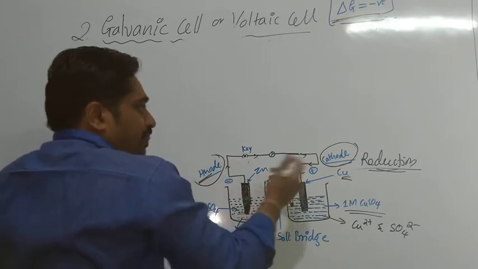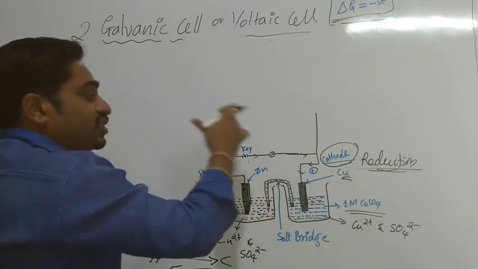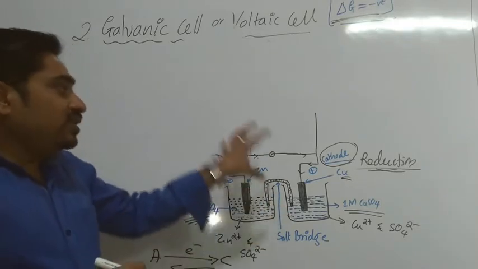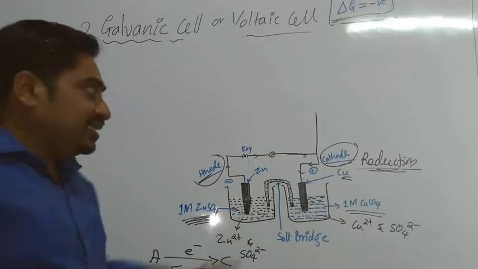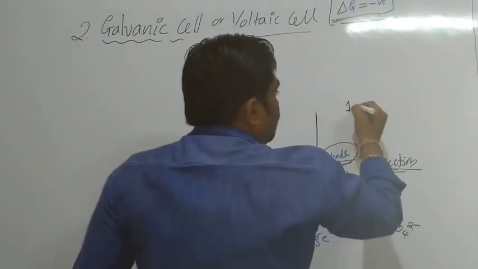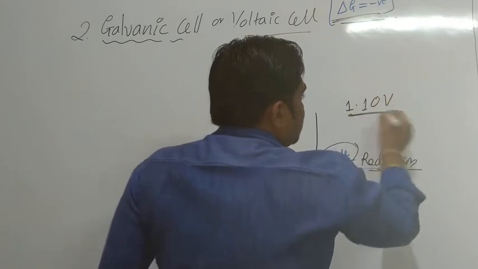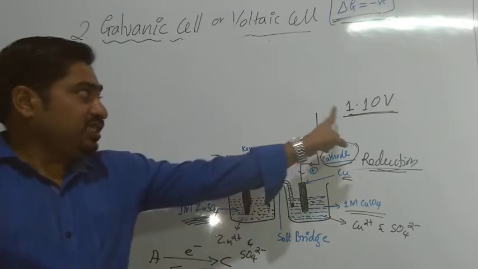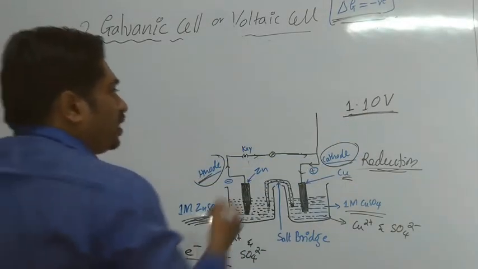To this I will add an external potential to this circuit. For a Daniell cell, the potential difference, or electric potential, is about 1.10 volt. The electric potential produced by this reaction is around 1.10 volt.